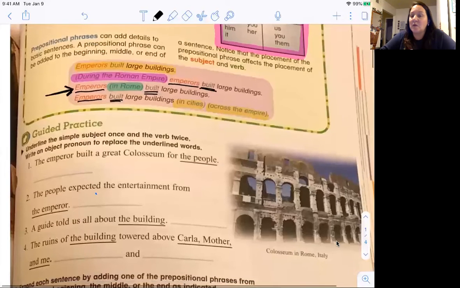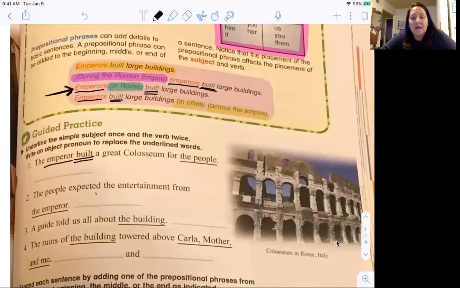Underline the simple subject once and the verb twice. Write an object pronoun to replace the underlined words. Well, first, the directions say to underline the simple subject once and the verb twice. So let's do that for number 1. The emperor built a great coliseum for the people. Okay, well, my verb, I've got to find my verb. What is being done in this sentence? If you said built, you are right. Built is my verb.